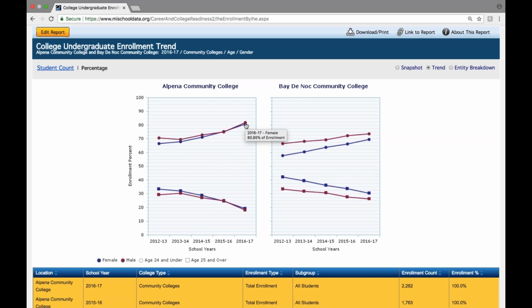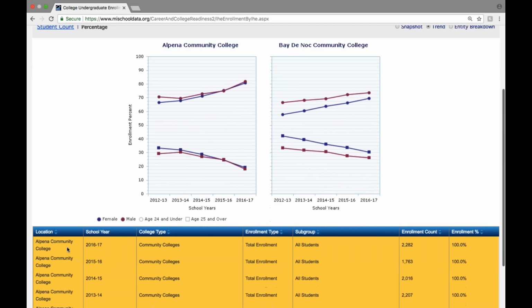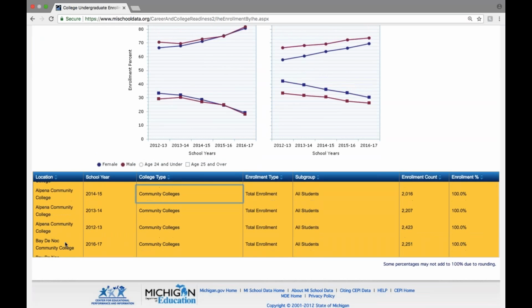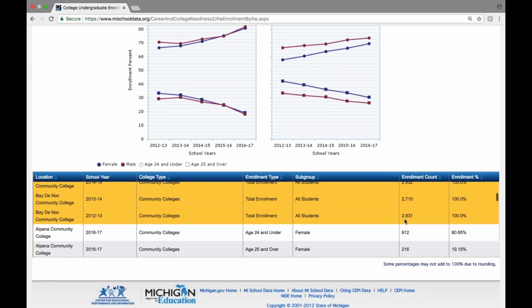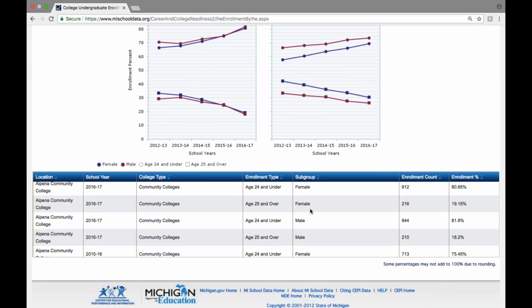Other features are these hover overs. So the graphs tell you something, but you could always hover over to get the exact data metric we're talking about, along with scrolling down and checking out the table, which will list your locations that you selected and the information you're looking for.